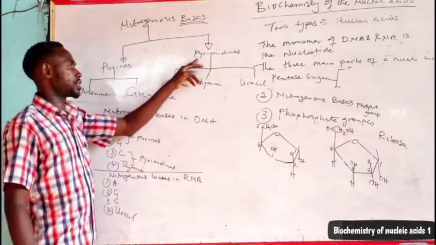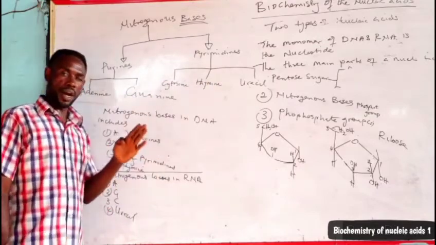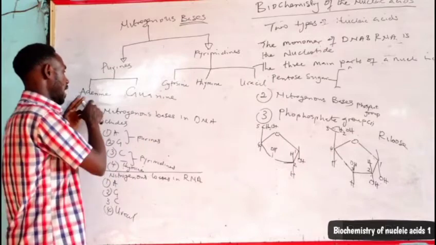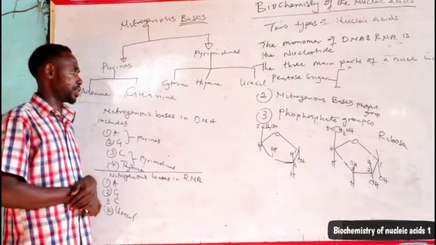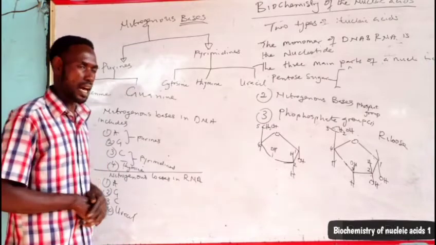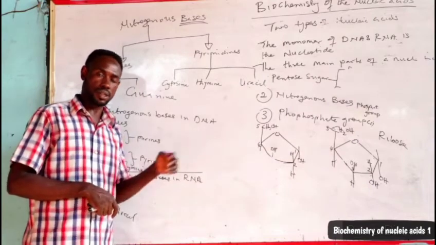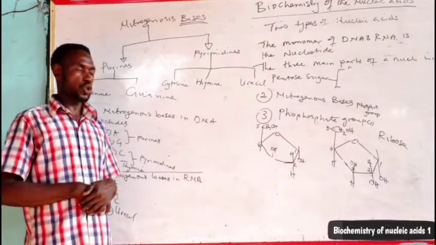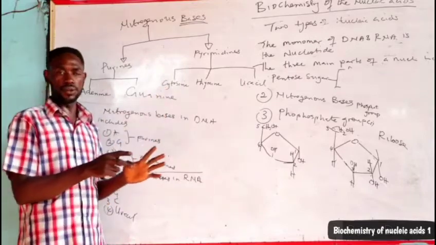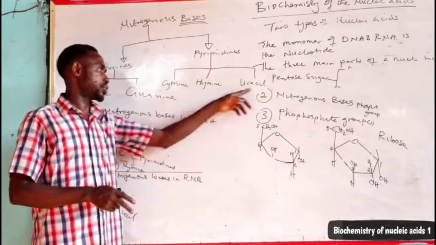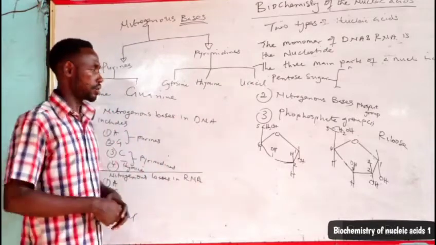You can differentiate them based on their pyrimidines. You can't differentiate them based on their purines. Their purines are the same. They are similar, adenine and guanine. But the pyrimidines differ, which means that the pyrimidines present in DNA are cytosine and thymine, while that of RNA is cytosine and uracil. So 1, 2, 3 are constants for every nucleic acid, it is these two that vary. So this makes the difference between DNA and RNA.